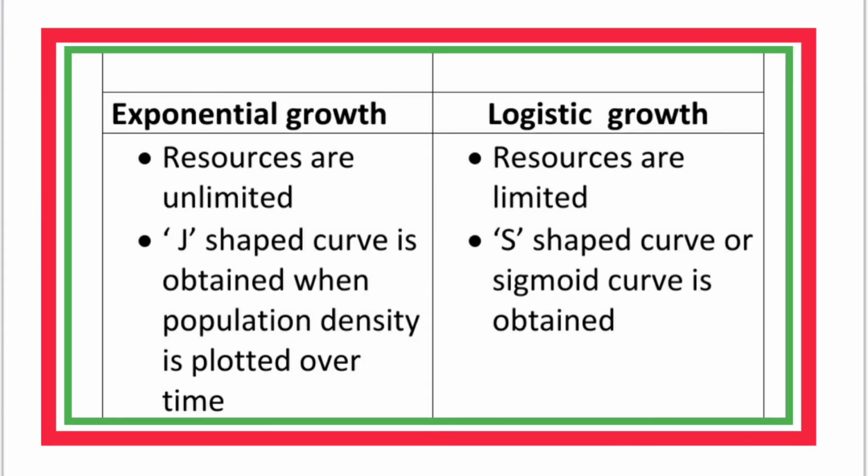Exponential growth, resources are unlimited. J-shaped curve is obtained when population density is plotted over time. In logistic growth, the resources are limited. S-shaped curve or sigmoid curve is obtained.